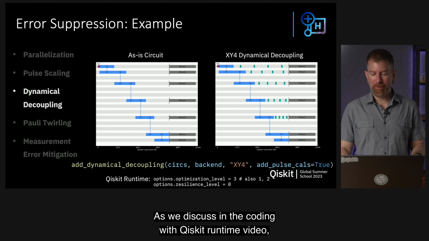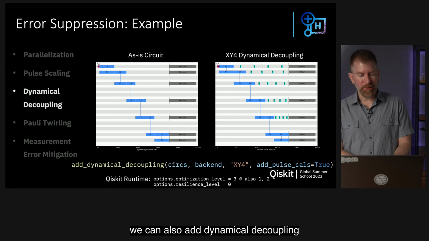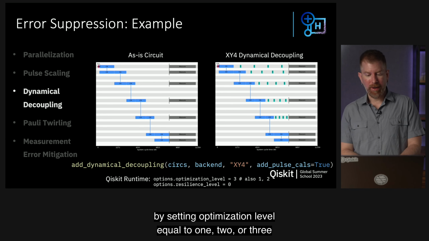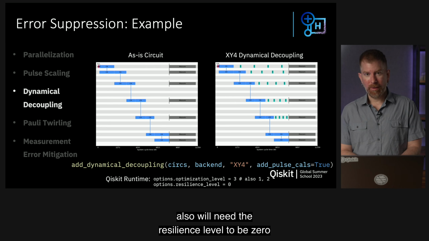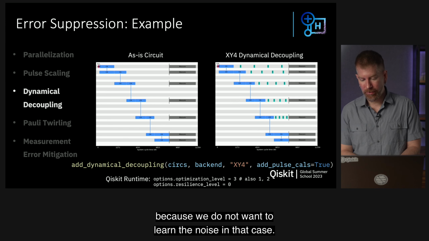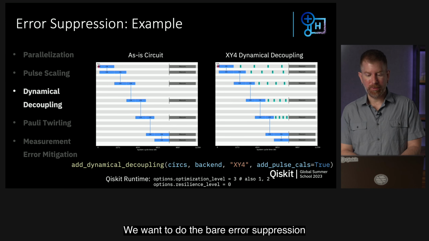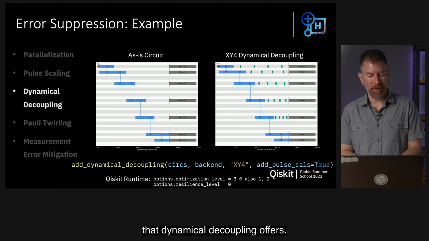As we discussed in the Coding with Qiskit runtime video, we can also add dynamical decoupling by setting optimization level equal to 1, 2, or 3. Also, we'll need the resilience level to be 0 because we do not want to learn the noise in that case. We want to do the bare error suppression that dynamical decoupling offers.